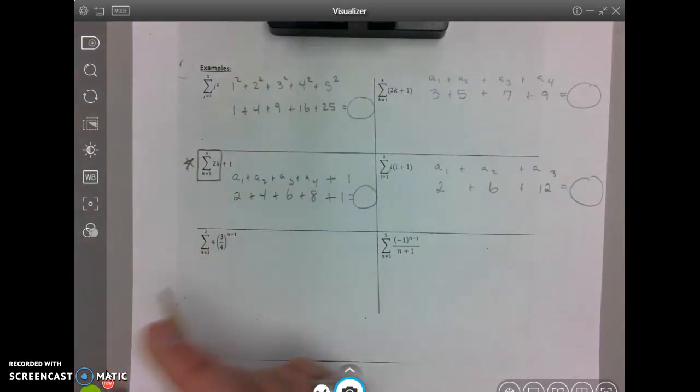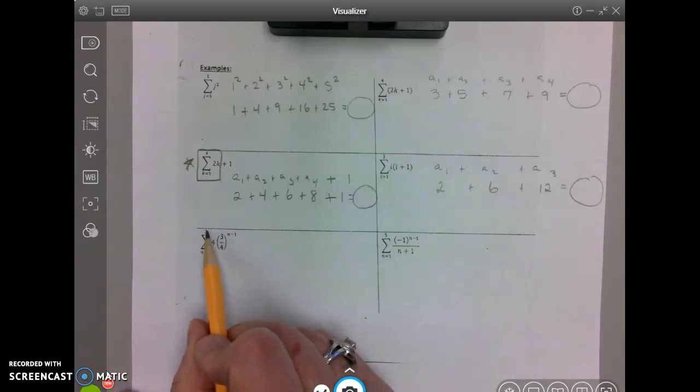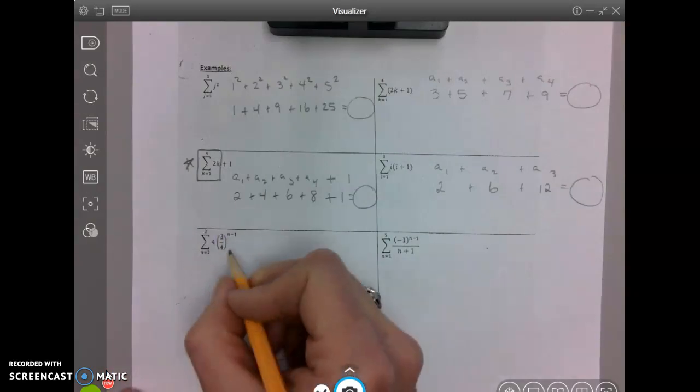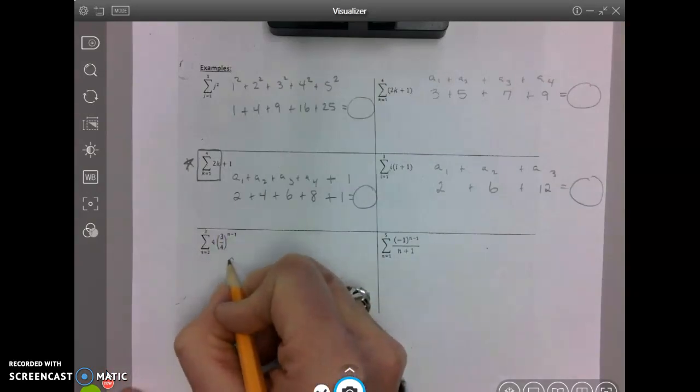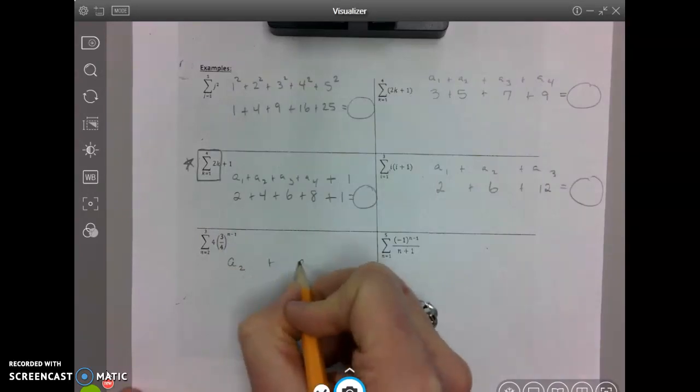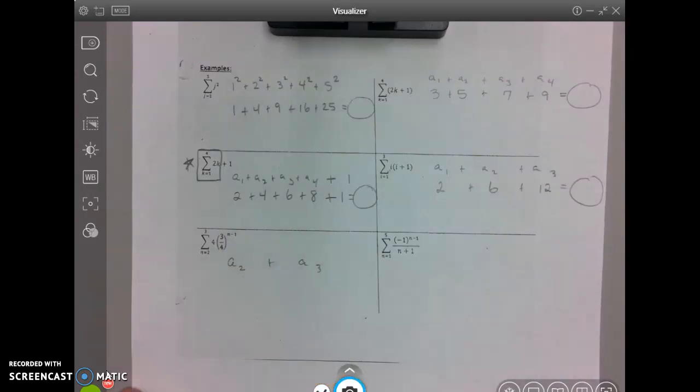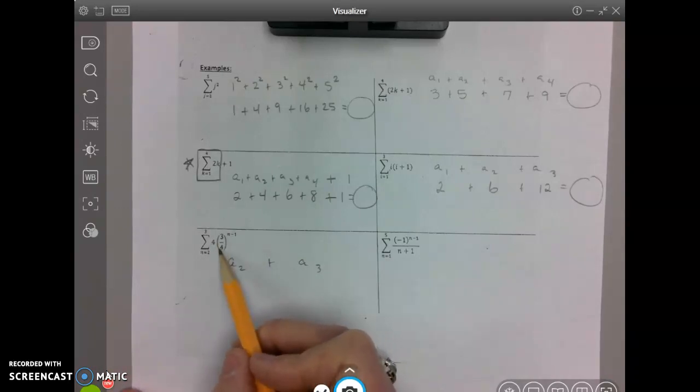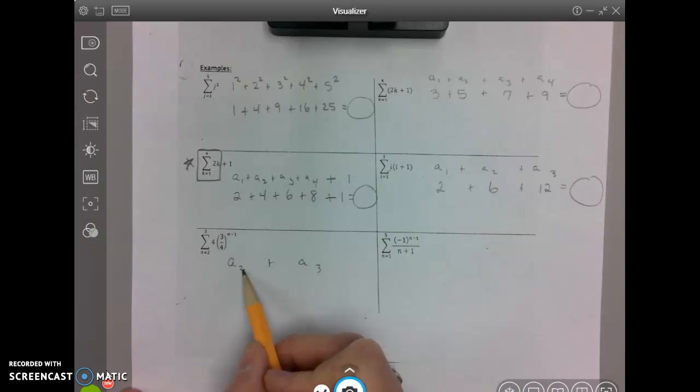All right, for this next one, it tells us to start at 2 and end at 3. So we only have 2 terms. We have to do a sub 2 plus a sub 3. That's all we're being asked to add. And you might think, oh, well, should I use a g because this looks like a geometric sequence? You can. Whatever letter, just so you know that you're substituting a 2 in.